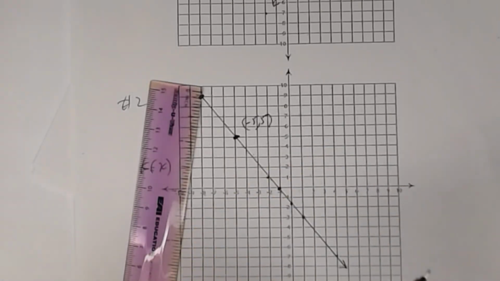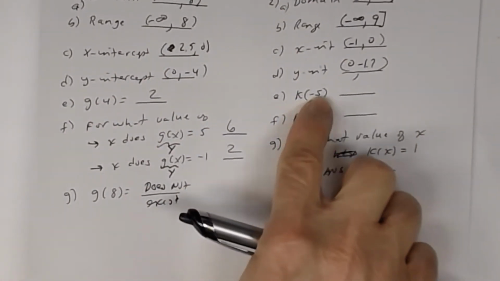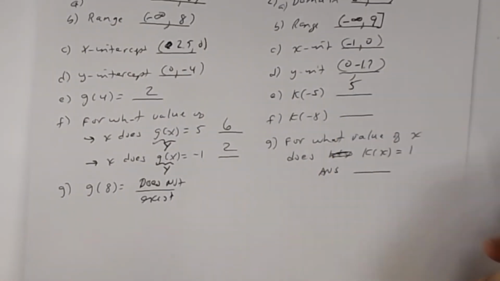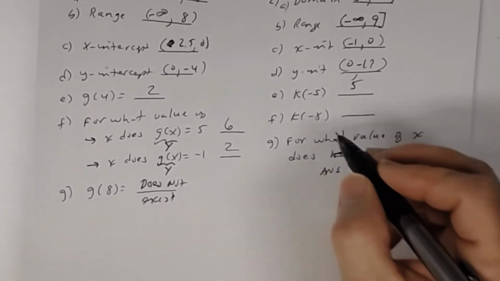So now let's go back to the question. What is k of negative 5? When x is negative 5, what's the y value? Well, when x is negative 5, the y value is 5. So 5 goes here.